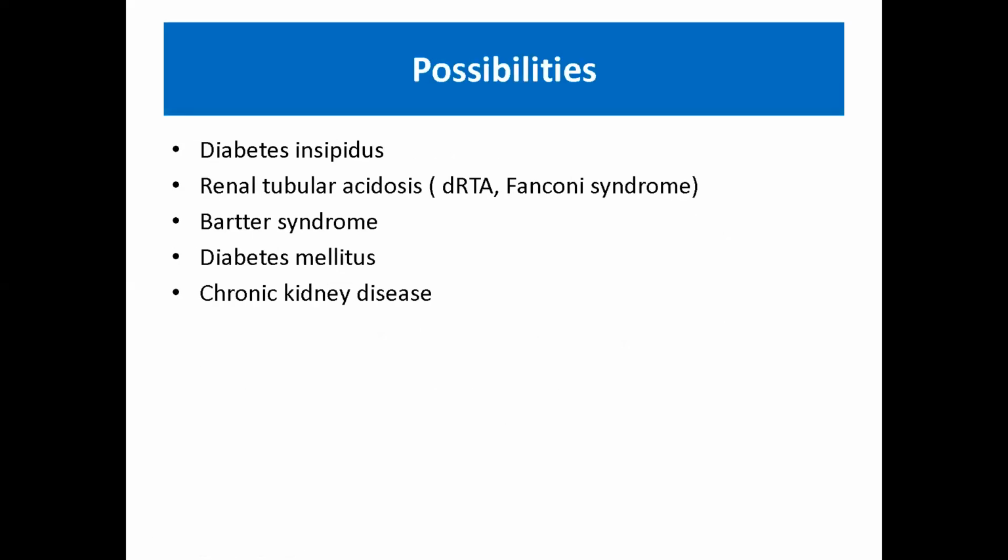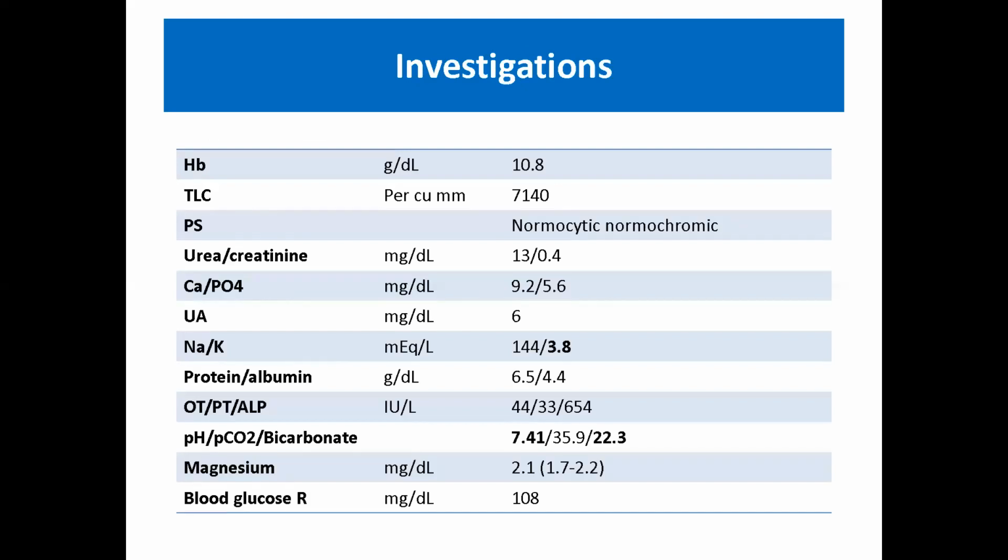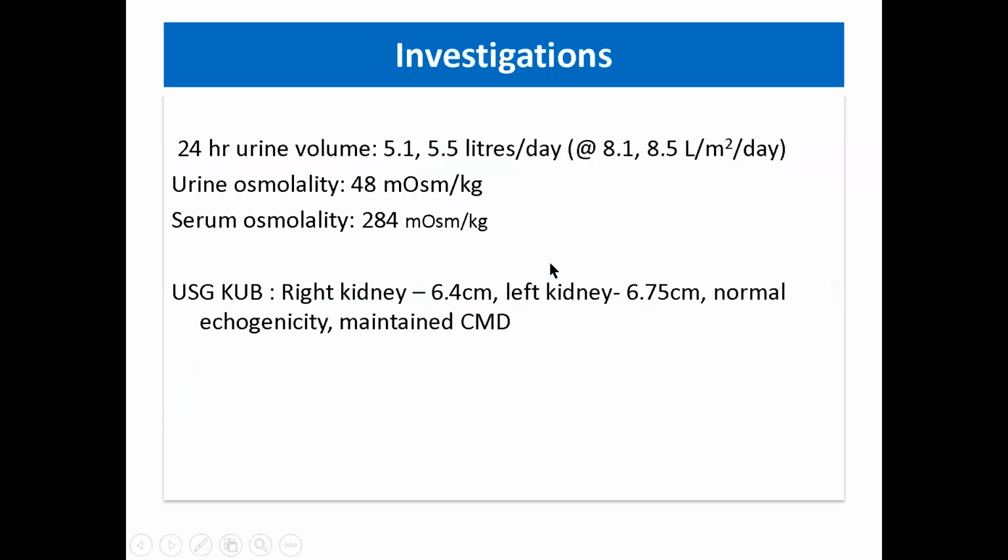So the possibilities here remain the same, but since there's no failure to thrive, renal tubular acidosis and the tubulopathies come lower in our differentials. So we have kept diabetes insipidus per se as the first differential, and thereafter we'll see how it evolves on investigations. The hemogram was completely normal, and the electrolytes were also normal. There was no metabolic alkalosis or acidosis. He had a normal GFR.